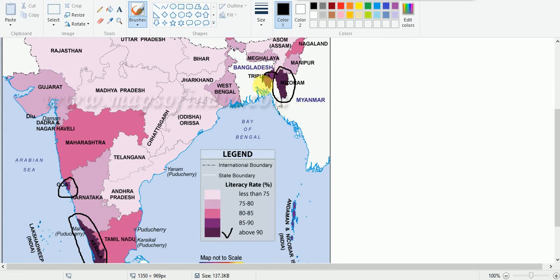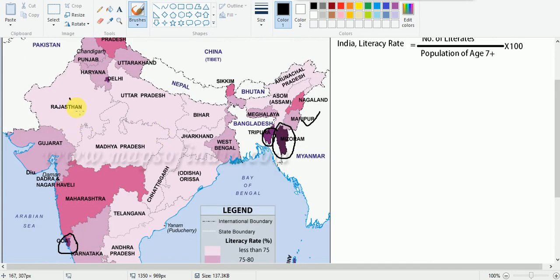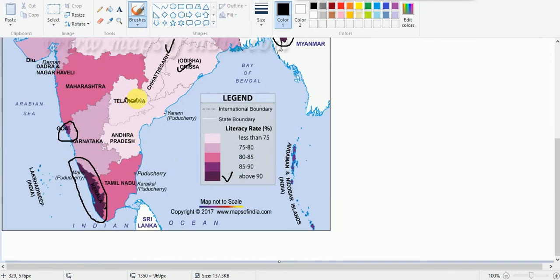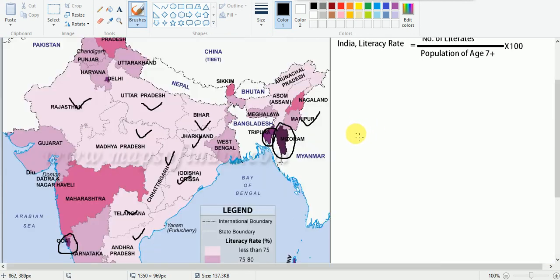Likewise Tripura also. Then Manipur has a moderate literacy rate, see here, Manipur is here. Manipur state has a literacy rate between 75 and 80. And see, most of the states in India like Rajasthan, Uttar Pradesh, Madhya Pradesh, Bihar, Jharkhand, Chhattisgarh, Orissa, Telangana, all these states have a low literacy rate, when we see this map.